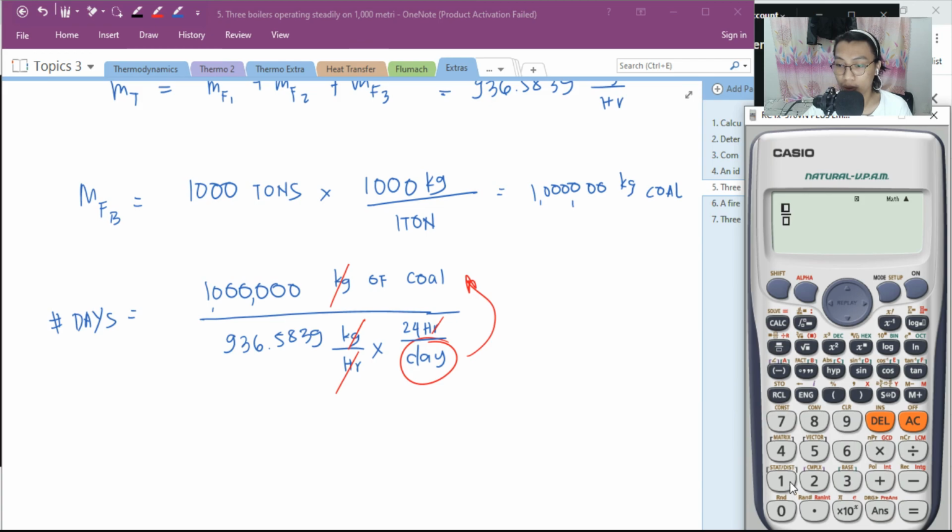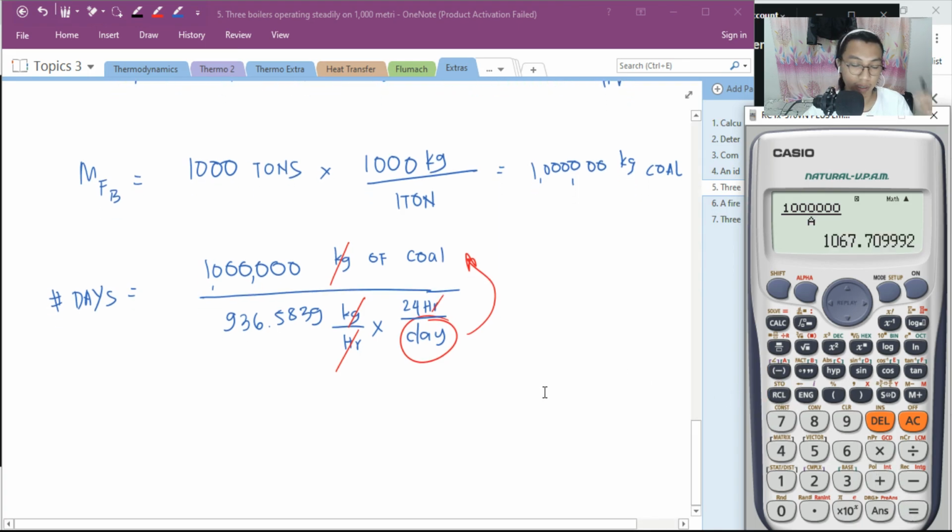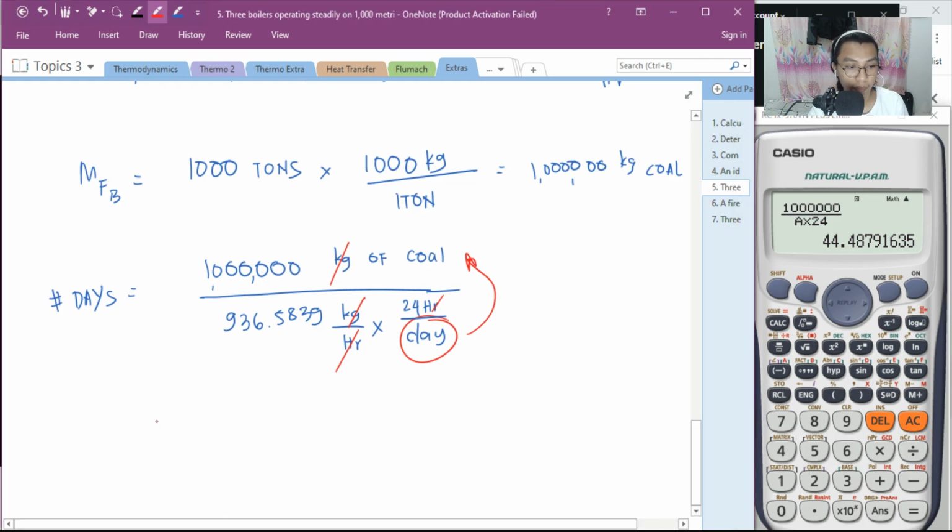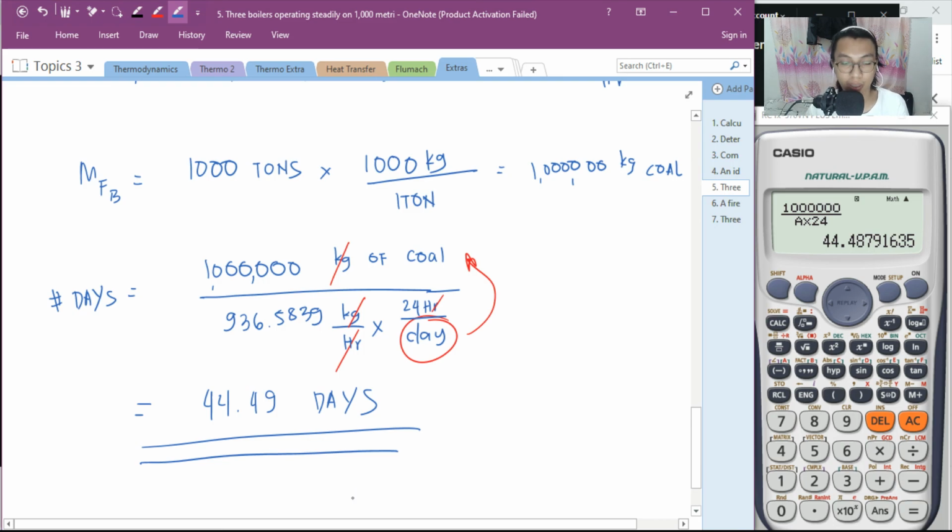So, store natin to kay A. Okay, 1 million kilograms of coal divided by. Okay. The answer is, ayan. Uy, hindi ko na na-multiply yung 24. Recall A, times 24. Yun. 44 days. The answer is 44.49 days. It will last for that long.